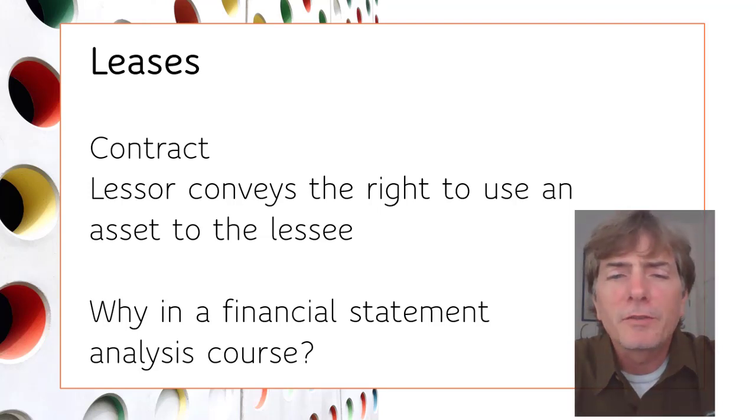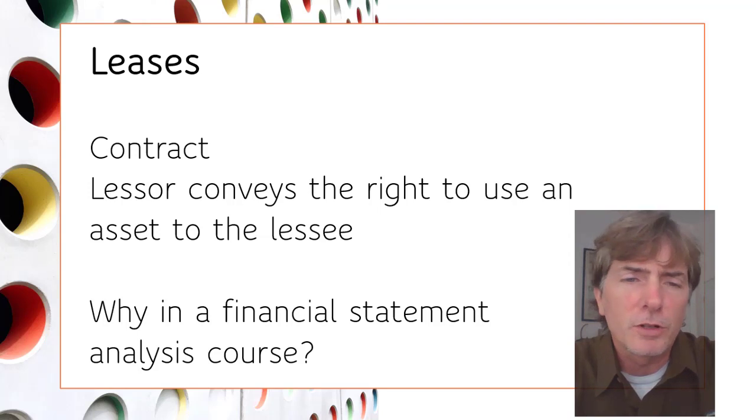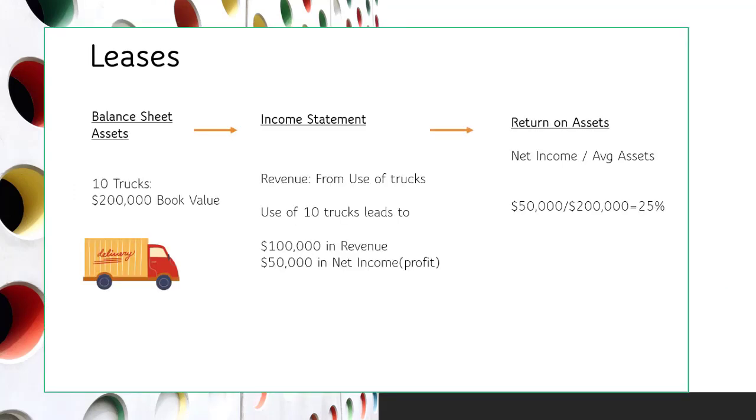Why are we talking about this in the financial statement analysis course? Well, to explain that, let's look at an example. So our company has some delivery trucks. It's a delivery service. They have 10 trucks. And so the managers in the company are supposed to take those trucks, make deliveries, and through those deliveries generate profits. Then we can evaluate the managers by seeing how much profit they made compared to the number of trucks they have.